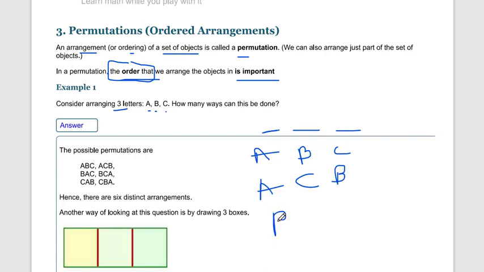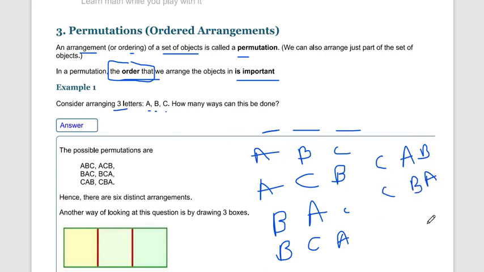Let's start with first letter B: B, A, C. Interchange these two, B, C, A. Then let's start with C: C, A, B, and interchange these two. Now you can see no more arrangements can be done for these 3 letters. So here we have 3 spaces available and 3 letters to be added. If you count, there are 6 arrangements.